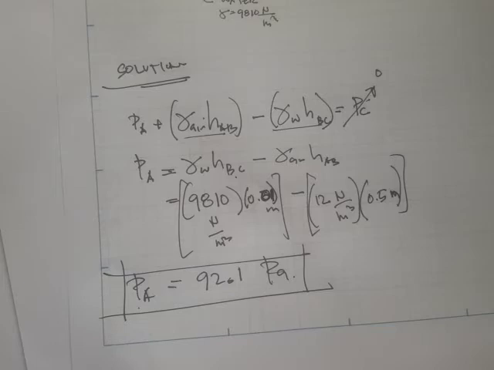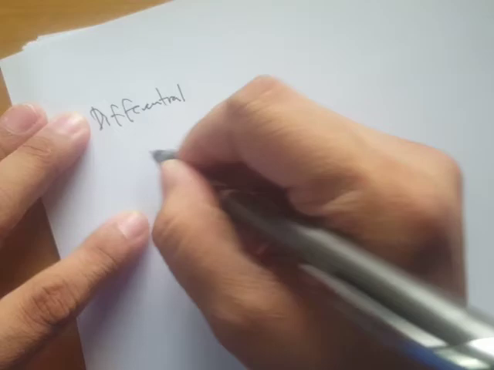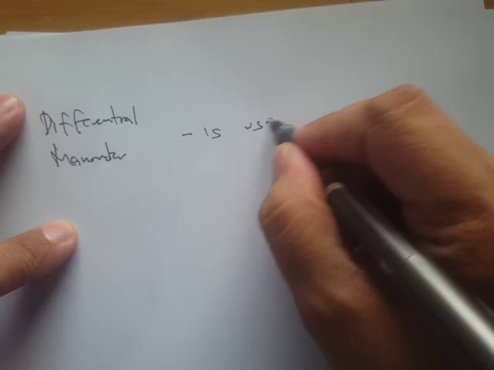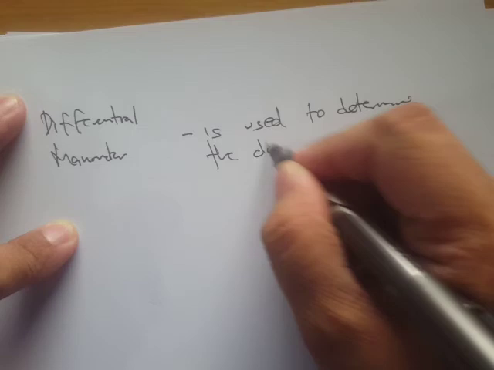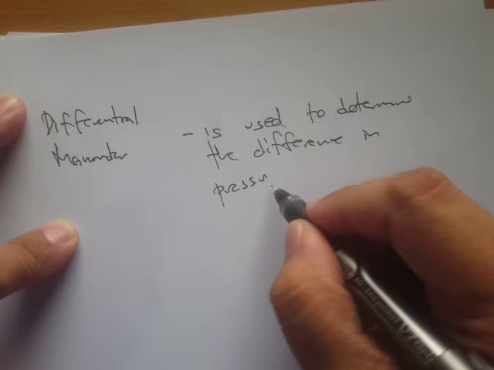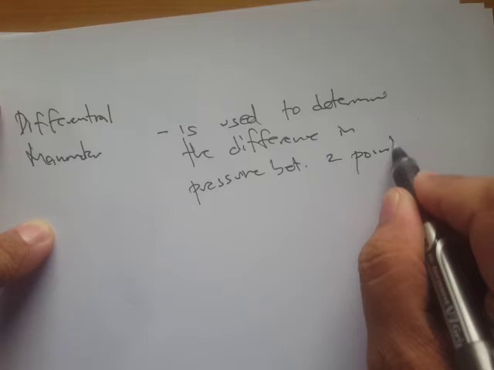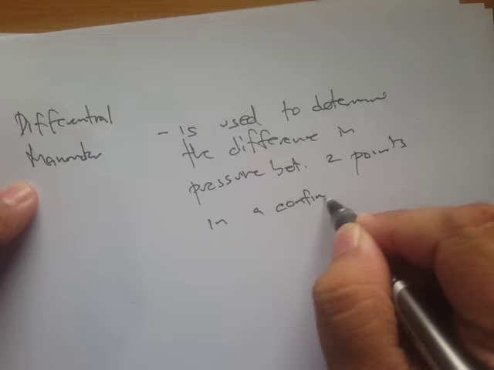Okay, so now let's move on to another measuring device, which is called the differential manometer. The differential manometer is used to determine the difference in pressure between two points, right? That's between two points, but in a confined or closed fluid system.